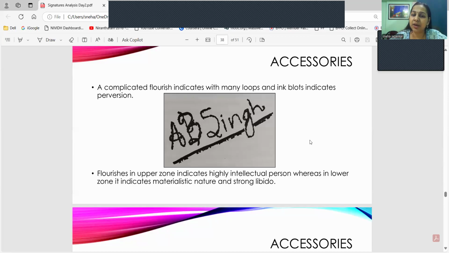Now, what do you mean by doing this? Again, this is a negative trait, and this also means that you are having a lot of anger within you, which is hidden, and somehow there is no chance to vent out that anger. And whenever you are supposed to sign, you find that way to do these kind of dots or loops, ink blots.